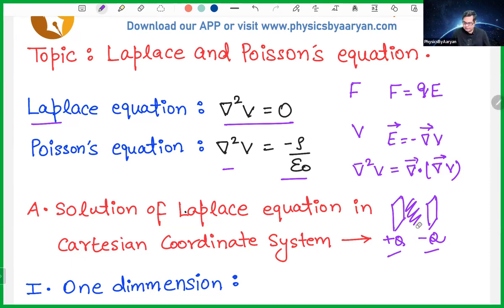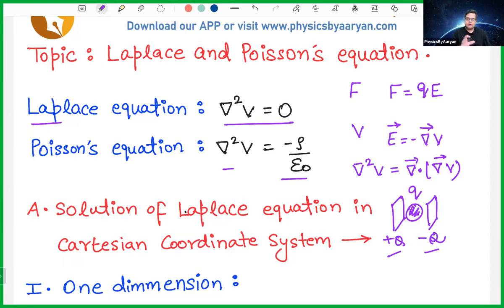But on the other hand, let's say in between, there is a sphere which has a positive charge plus small q. Then I cannot use this. Then I have to go for Poisson's equation. And going for a Poisson equation is not very easy. So that is why in our syllabus, we have the Laplace equation. We need to use the Laplace equation, and Laplace equation is very powerful. For most of the cases, you can use Laplace equation, right?